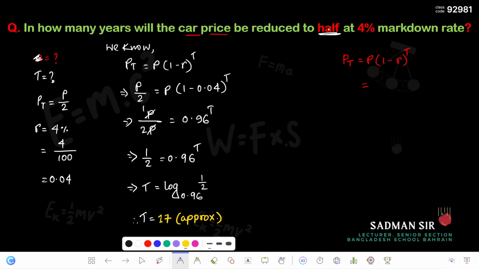That means if someone has bought the car with 10,000 dinar, let us say, after 17 years, the price will go down to 5,000 dinar. Okay, so that is the way we have to solve this type of depreciation problem.